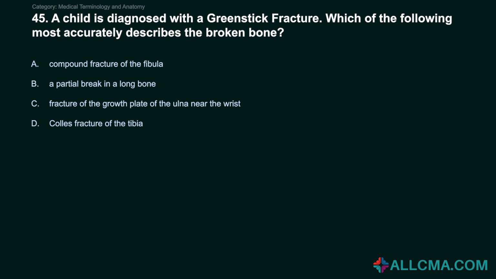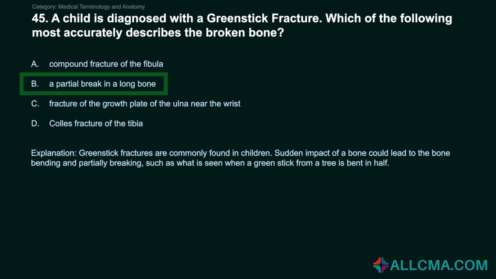45. A child is diagnosed with a green stick fracture. Which of the following most accurately describes the broken bone? A. Compound fracture of the fibula. B. A partial break in a long bone. C. Fracture of the growth plate of the ulna near the wrist. D. Cole's fracture of the tibia. Correct answer: B. A partial break in a long bone. Green stick fractures are commonly found in children. Sudden impact of a bone could lead to the bone bending and partially breaking, such as what is seen when a green stick from a tree is bent in half.